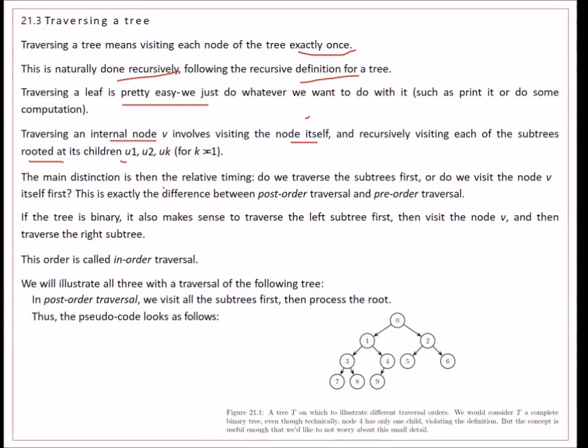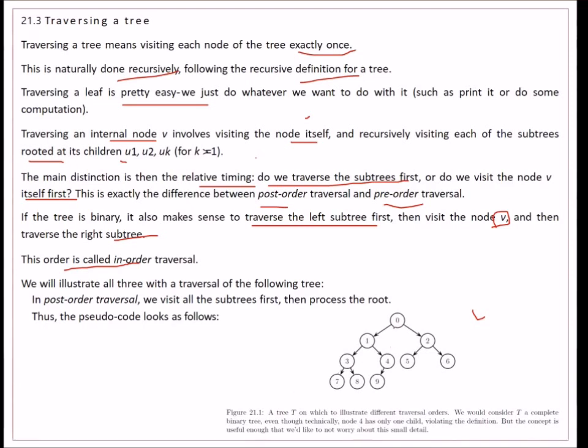The main distinction is then the relative timing, that is, whether we traverse the subtrees first or visit the node v itself first. This is exactly where we come up with post-order traversal and pre-order traversal. If the tree is binary, it also makes sense to traverse the left subtree first, then visit the node, and then the right subtree. This order is known as in-order traversal. So we are going to illustrate these 3 traversals in this tree.